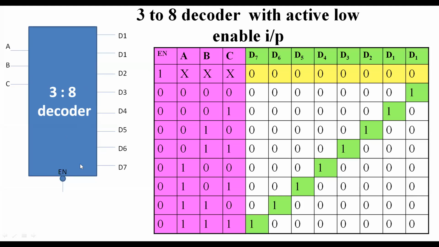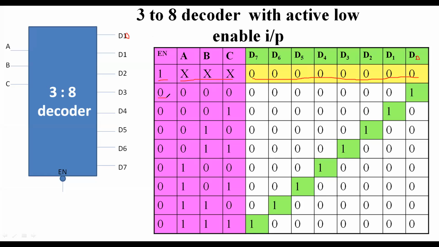That is, when you apply logic 1, this decoder is in inactive condition. All the outputs are in low state. When the enable input is 1, whatever the inputs A, B, C may be, all the outputs are inactive. Therefore, all the outputs D0 to D7 are 0.